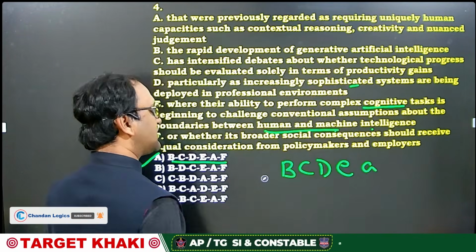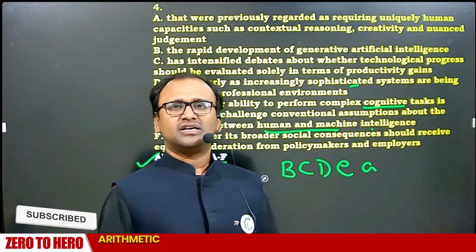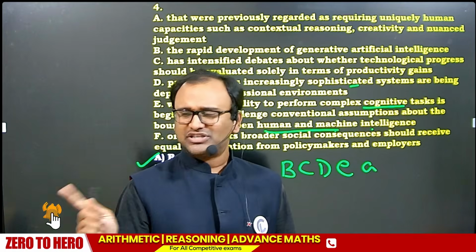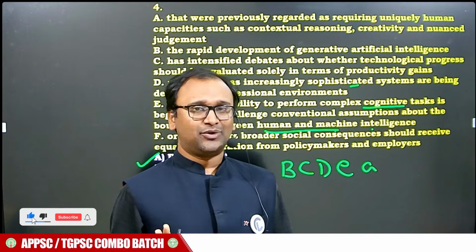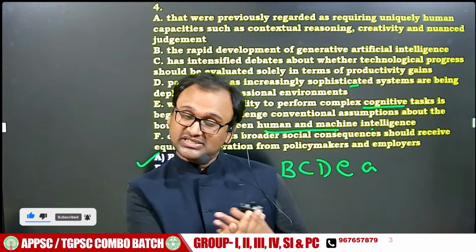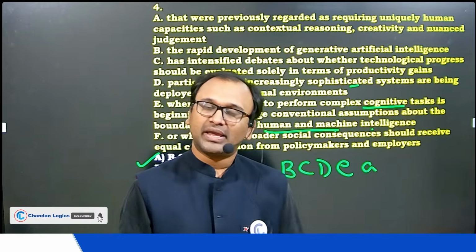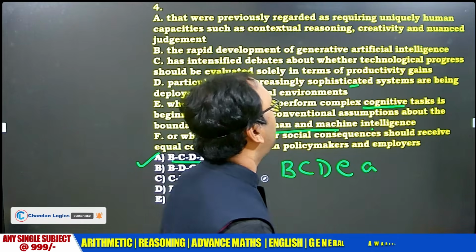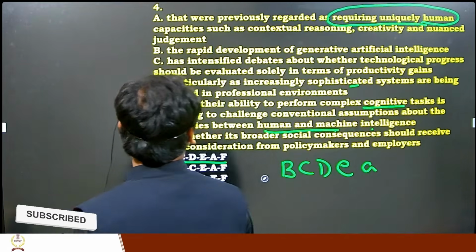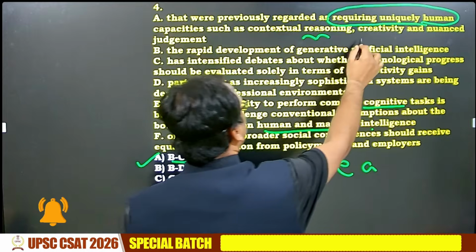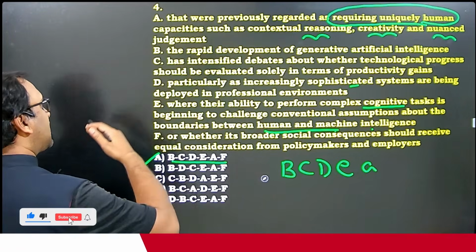Sir, what is the meaning of this? Please explain. I'll give you a simple example. There are some tasks which only humans can handle, machines can't. This is the earlier assumption. This work only humans can do, machines can't. But today machines are coming close to humans, including emotions. That is the problem. Earlier, there were some tasks that were only handled by humans, such as contextual reasoning, creativity, nuanced judgments. But now, machines are coming close to that.